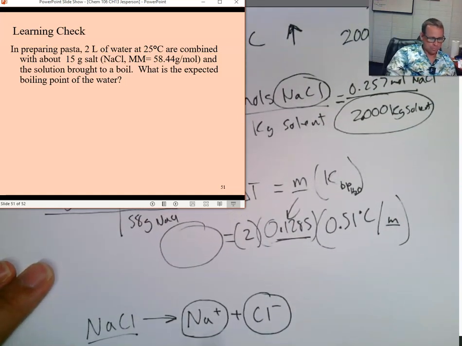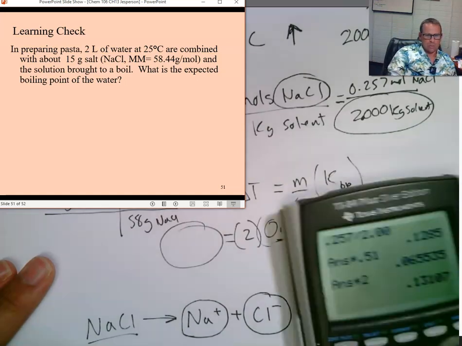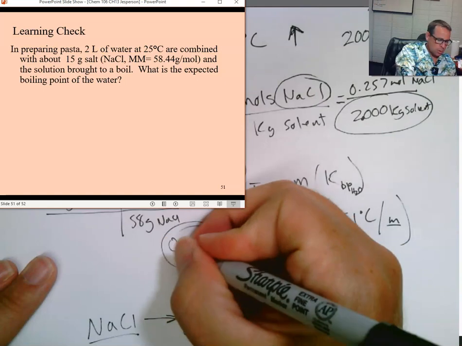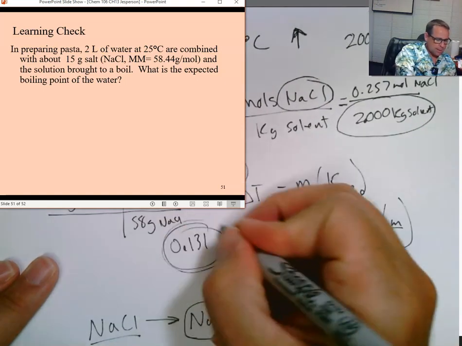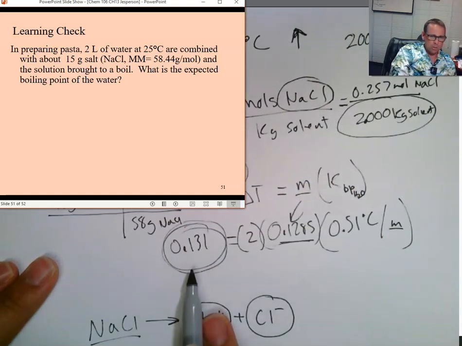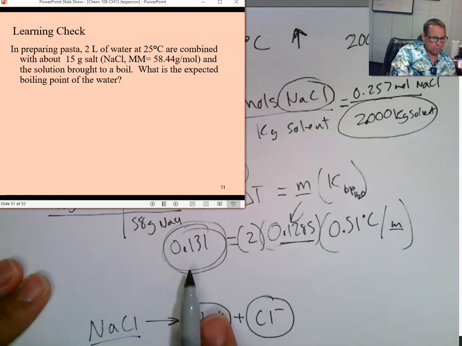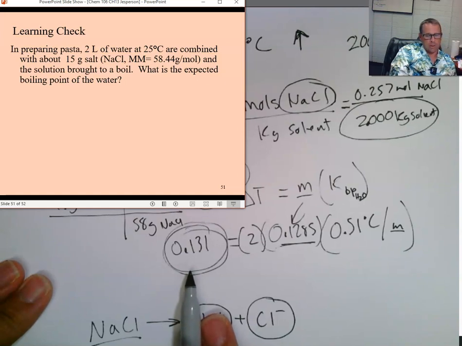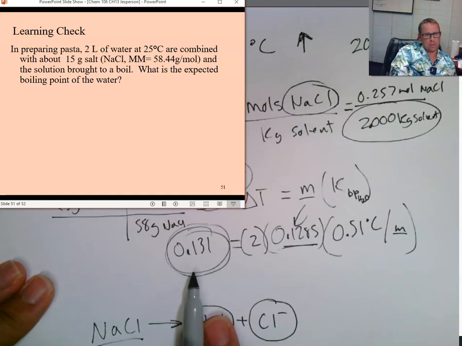Dissociation occurred with the sodium chloride. That's right. And so I get a change of 0.131. 0.131. What is that, Landon? Is that the new boiling point of my water? I believe that's the difference between the normal boiling point of water and the new.